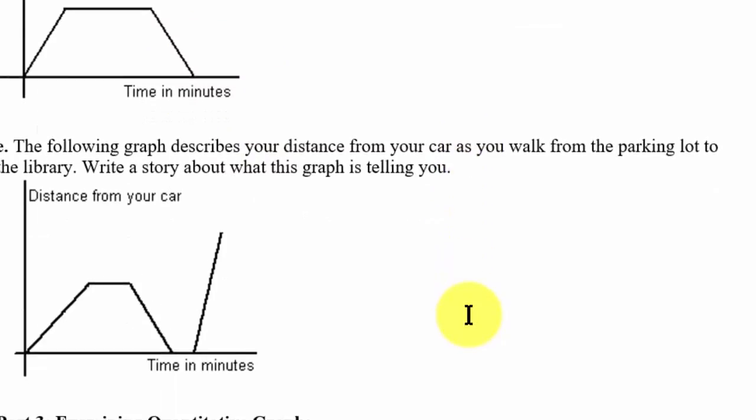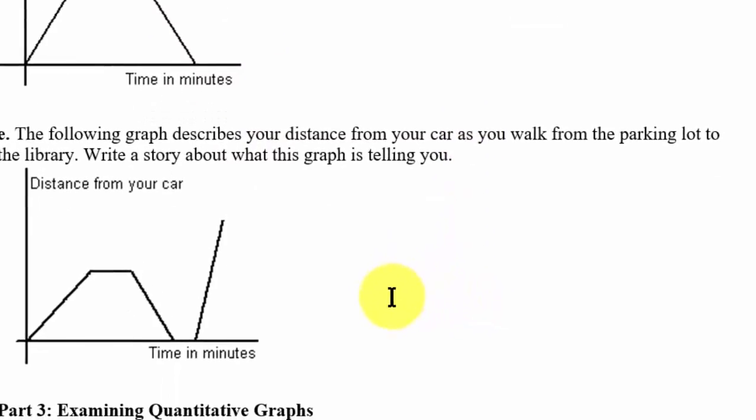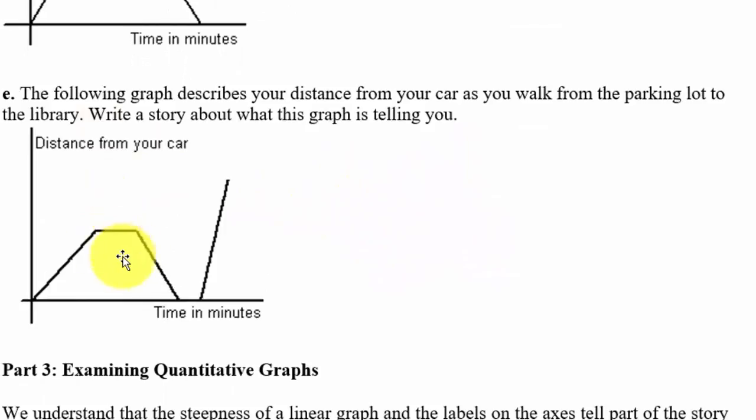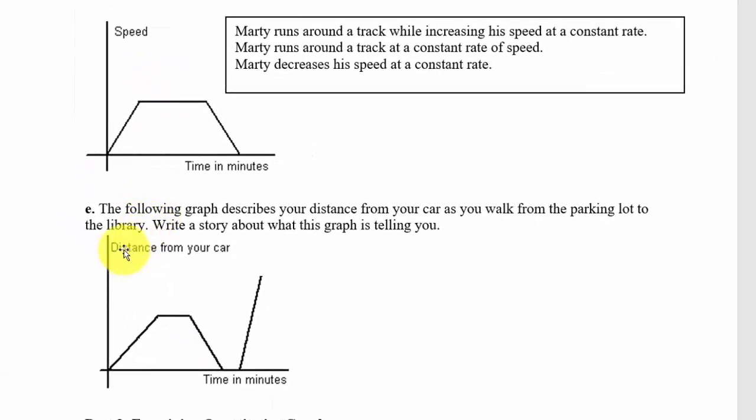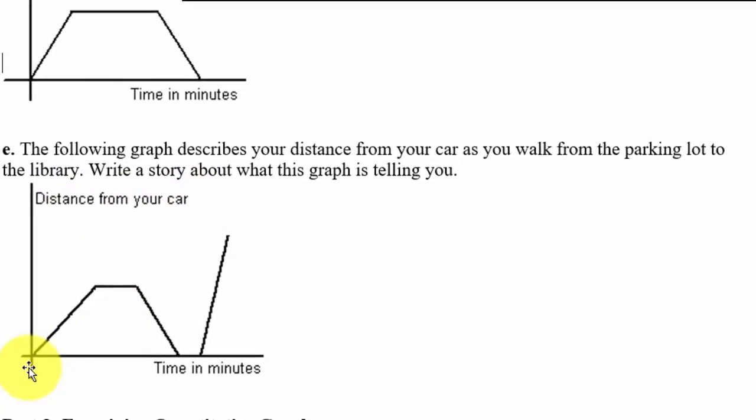For part E, it says maybe we should write a story that describes what's happening here. So notice how the axis has changed now. Now the horizontal axis is distance from your car. So it looks like you start out in your car, you walk toward the library, you stop, you go back to your car, you stop, and then you go to the library at a quicker pace. So let's write that down.